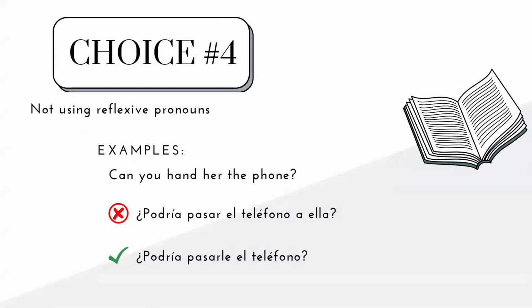Choice number 4, not using reflexive pronouns. Reflexive pronouns are the ones like me, le, lo, la. For example, if you hear, can you hand her the phone? And you say, ¿podría pasar el teléfono a ella? That's okay. We can understand. But if you say, ¿podría pasarle el teléfono? O ¿podría pasarle el teléfono a ella? That sounds a bit more natural.